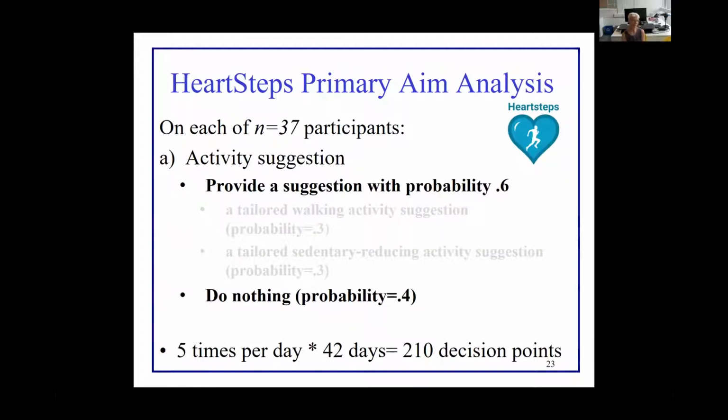Okay, so the first analysis we wanted to ask in HeartSteps was, is it worthwhile to provide a contextually tailored activity suggestion? And you see those randomization probabilities there, 60% of the time. If they're available, we randomize them to get the contextually tailored activity suggestion. 37 participants, this was sized to test this particular alternative.